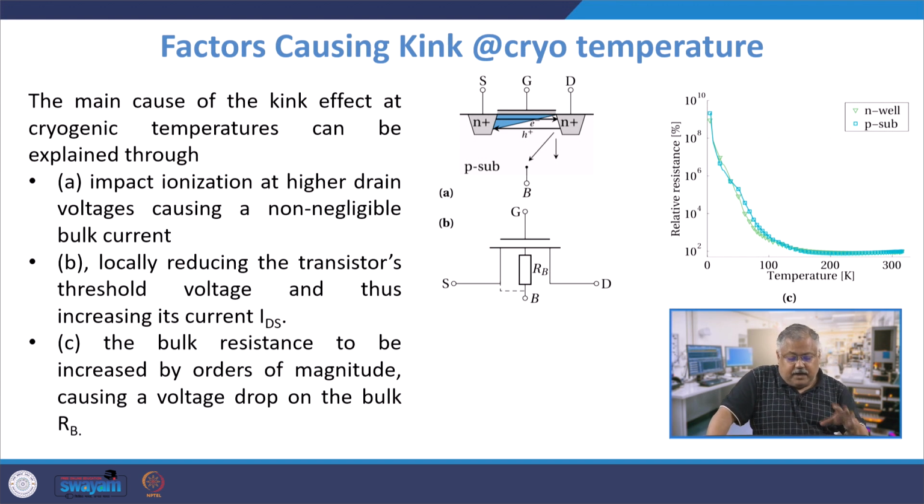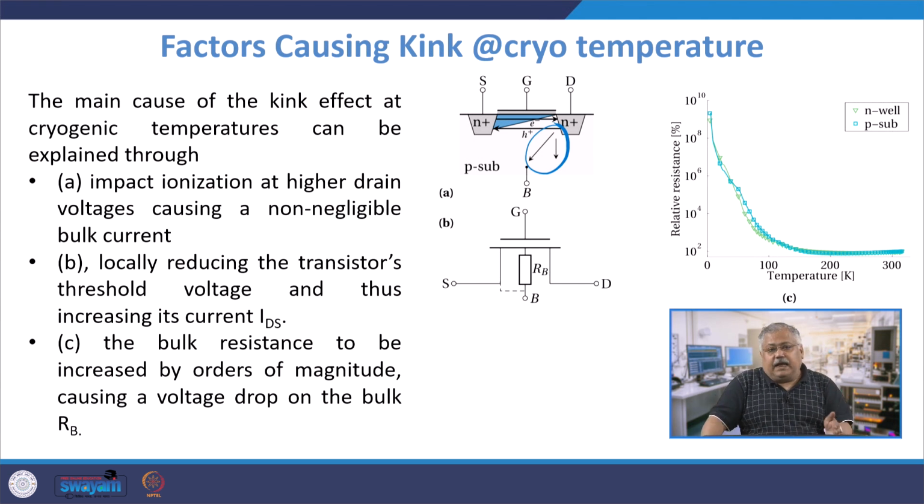And the main reason why this happens, you can explain from these graphs and cartoons: impact ionization at higher drain voltage causes a relatively larger bulk current. Why? Because if there is a potential on the bulk side, or even if it is grounded, charge carriers will flow away from the channel onto the bulk, and that is what you see in this part here. Therefore, it reduces the transistor's threshold voltage, and for the same gate voltage your current increases, and that is the reason.